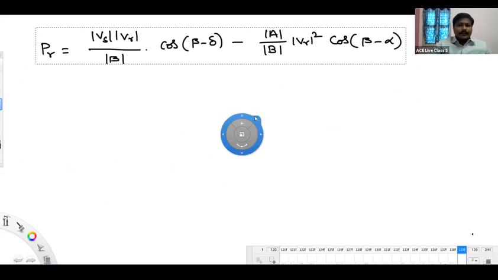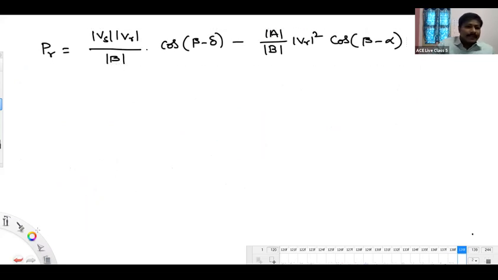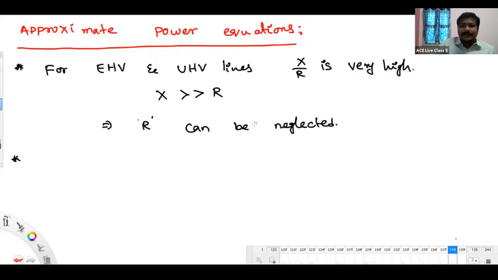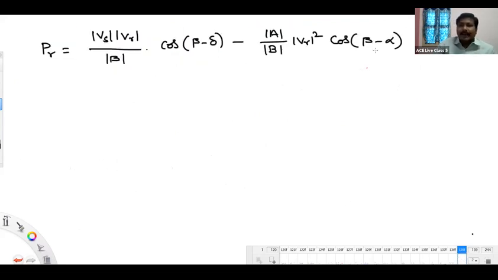See this, already we are saying the X/R ratio of the system is very large. Just now we said. So if that's the case, how is this beta angle? Anybody please tell me. That will be very close to 90 degrees. So beta will be very close to 90 degrees. Okay. How is alpha?